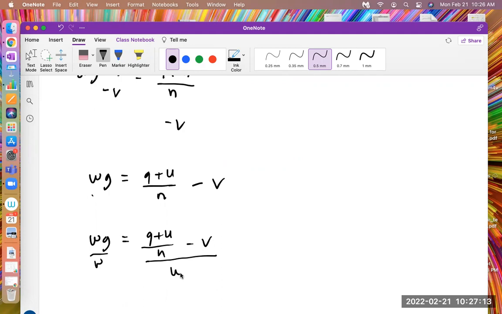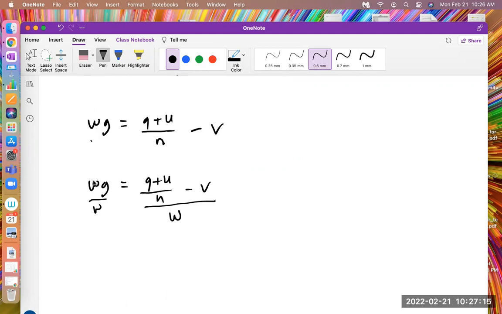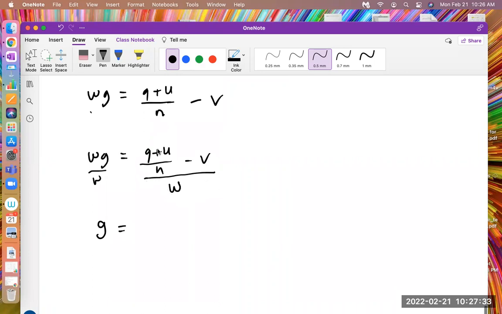Sorry, W divided by W, because now the W's are going to cancel. I'm going to get G on this left side, which is exactly what I wanted. Isolate G by itself. When they say solve for G, that means isolate G by itself using valid algebraic moves. And now the only problem is in this numerator, I have all this stuff, and it's all being divided by W.